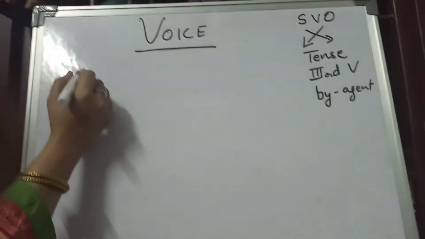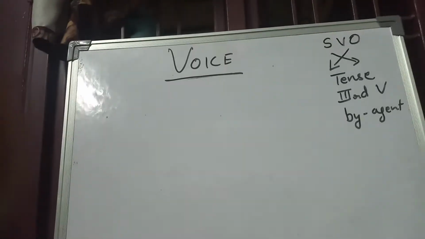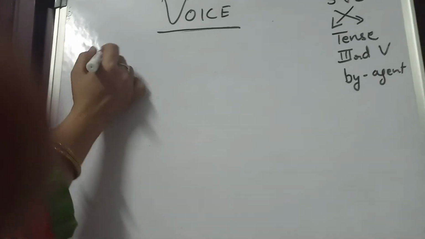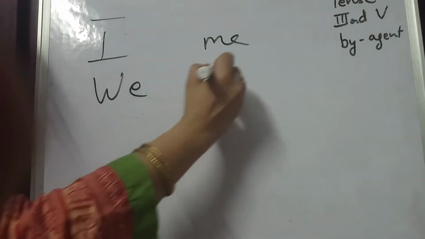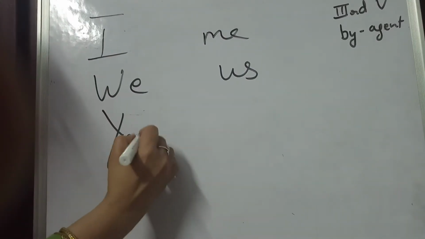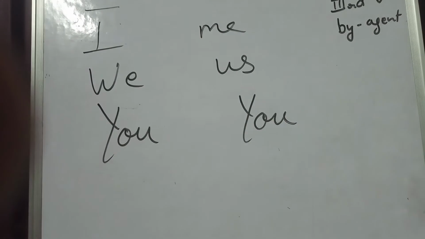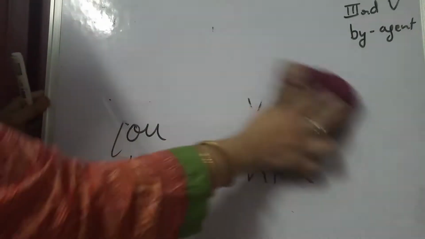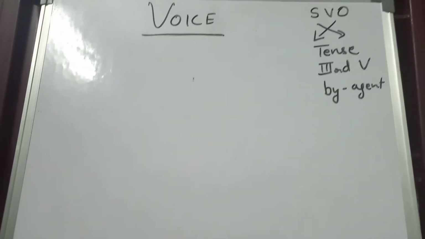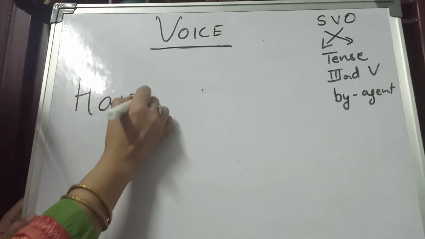Now the pronouns change. In a rough course I will tell it to you, and if you go through the table, that will be better. I changes to me, we changes to us, you never changes as you is the second person, he changes to him. That way we keep on changing: she changes to her, it remains the same, and they changes to them. Now I will tell you about the object that we mark if there are two objects, direct and indirect. So if I take the sentence, please be careful.